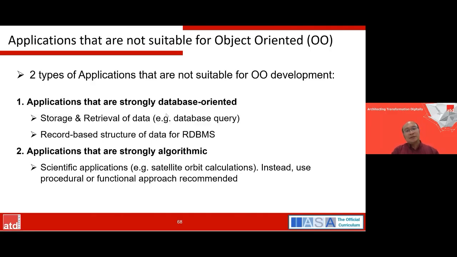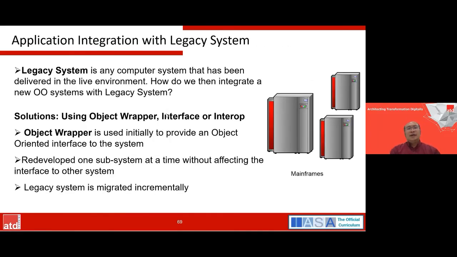Or applications that are strongly algorithmic, right? So you have many calculations, formulas, etc. That one you can just use a direct approach. Yeah, it's okay. We also need to access a legacy system, right? Of course, we're talking about interfaces, object wrappers, remote objects, etc. So for all this, we can also use some sort of object orientation to access the legacy information.